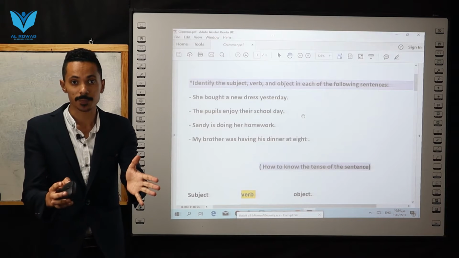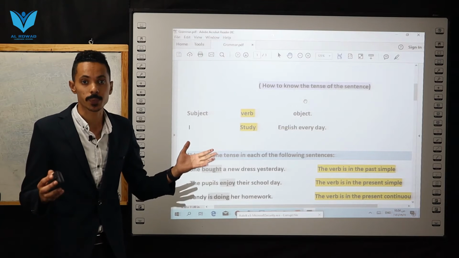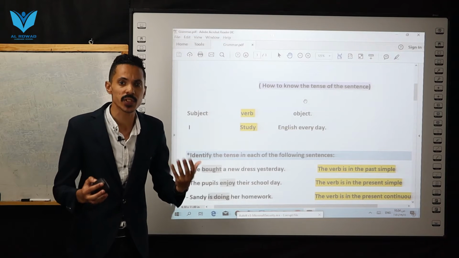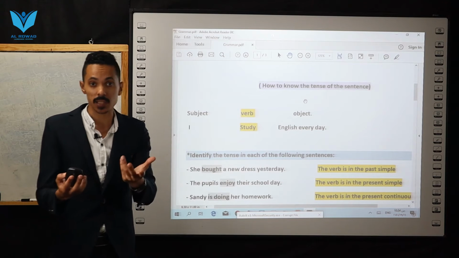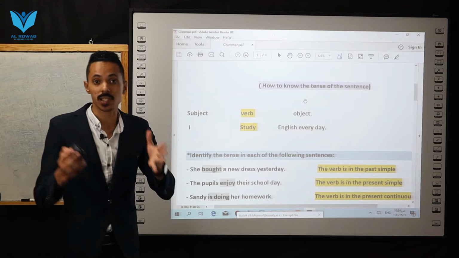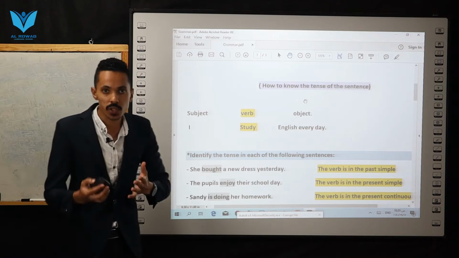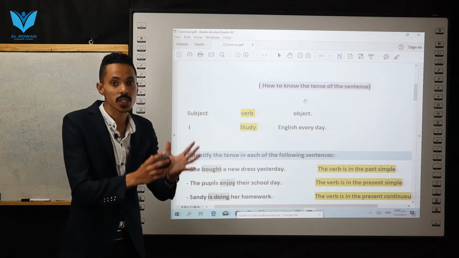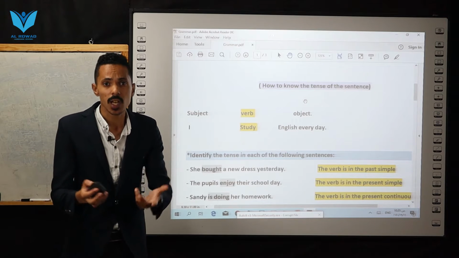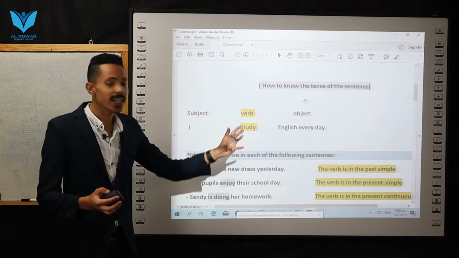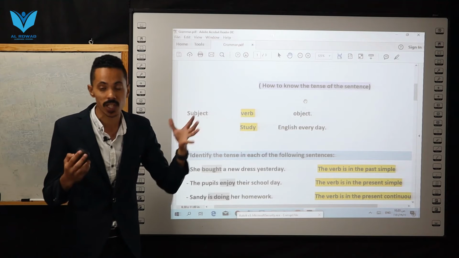So think about it. Okay, so now, how to know the tense of the sentence? You will know the tense of the sentence when you look at the verb. So, if you want to know the tense, if it's a present simple, past simple, you will look at the verb of the sentence. So, you should divide the sentence into subject, verb, object. Then, look at the verb, you will know the tense. For example, I study English every day. The subject I, the verb study, the object English every day.